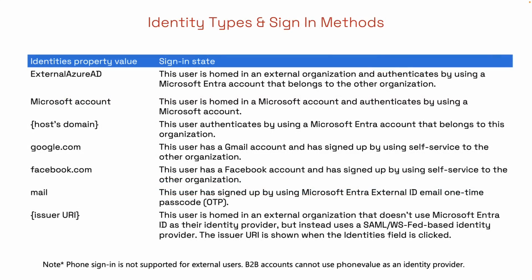Looking at the different types of identities, of course, you can have an external Azure AD. Of course, Microsoft have not renamed this to Entra ID yet. You could have a traditional consumer Microsoft account. That's the type that goes with, for example, OneDrive. You might also have the host domain, or Google, Facebook, and so on. You might have a third-party email address or an issuer URI.